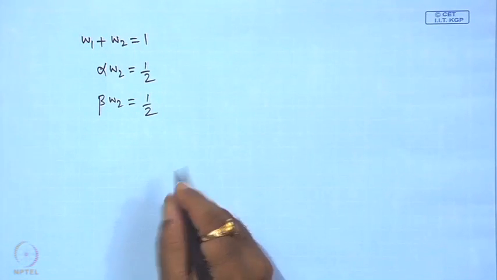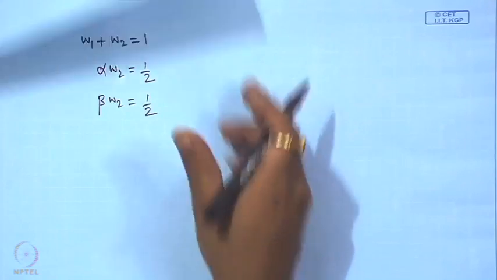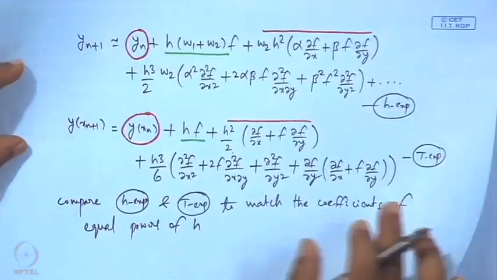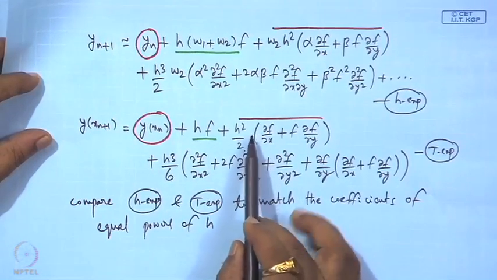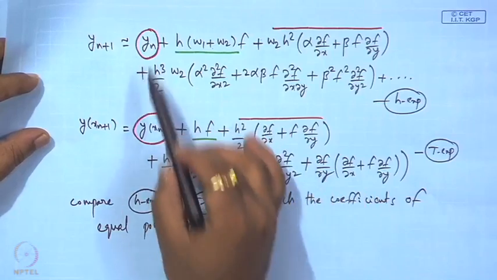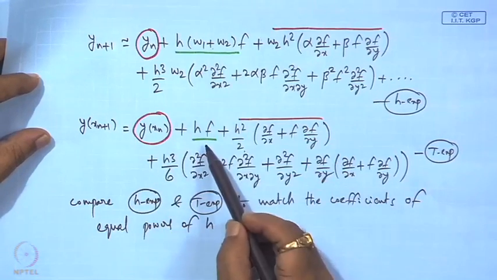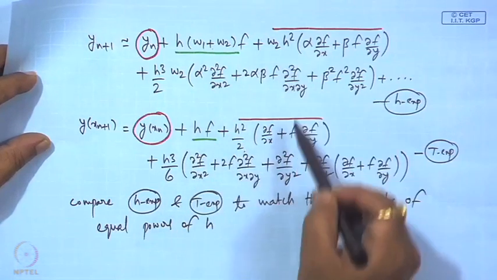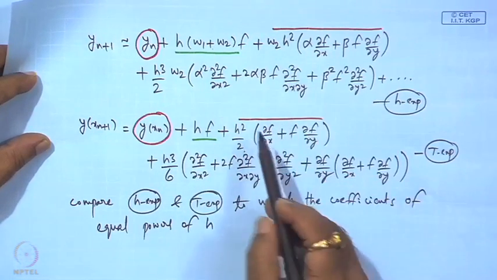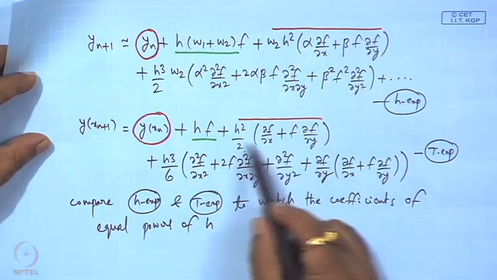Okay. So, this I have done only up to how many terms? Up to order of h square. I have compared. So, y n is approximately y of x n, and by comparing this we get w 1 plus w 2 is 1, and comparing these h square terms we get alpha w 2 is half, beta w 2 is half.